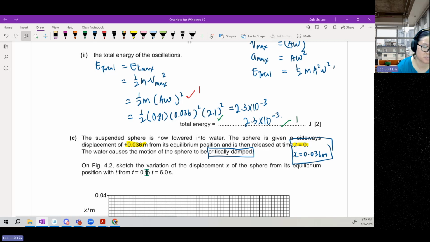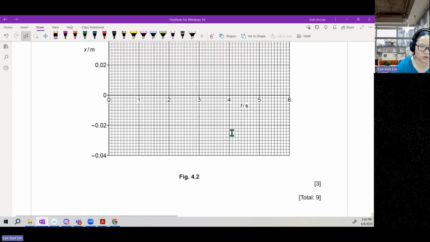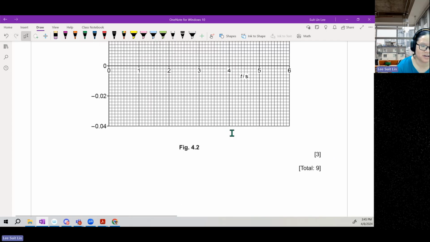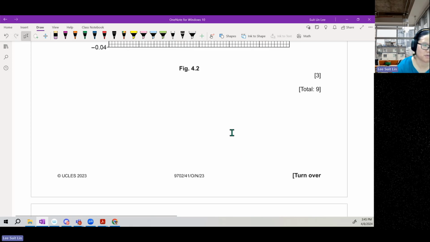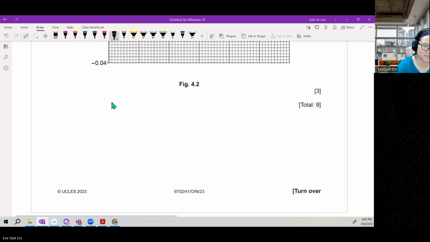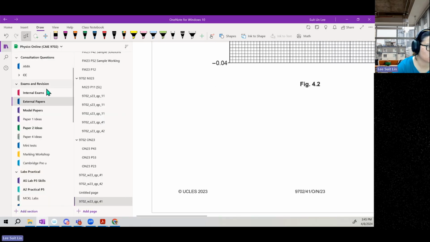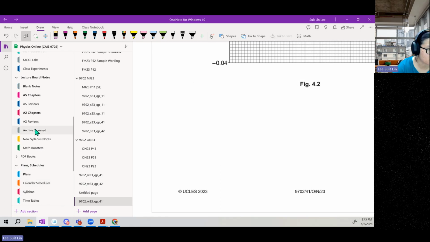Sketch how the displacement will change from 0 to 6 seconds. Okay, before I commit to drawing on this beautiful graph grid, let me doodle a bit the types of damping for you first. Okay. Obviously, you can find this in your notes lah. Or maybe instead of doodling, I'm just going to yoink from the notes to save some time.